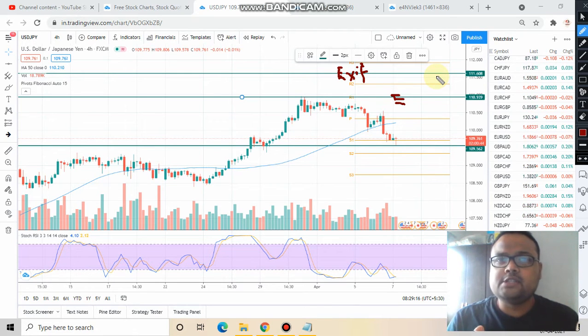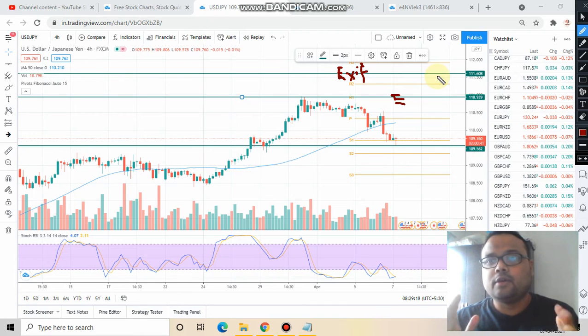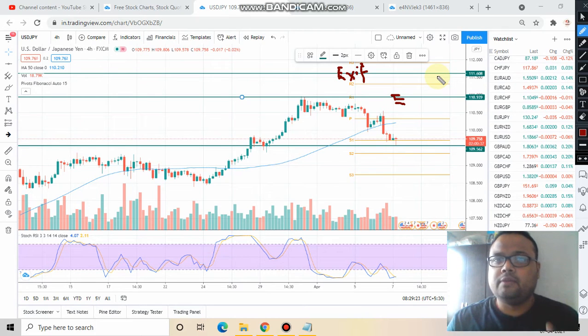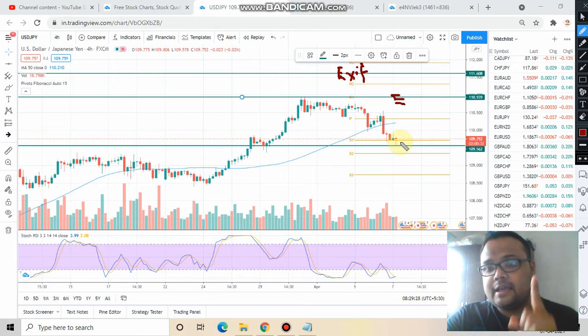If you want to avoid USDJPY, you can easily avoid. There are plenty of currency pairs available where you can trade. If you want to avoid, you can avoid, but if you want to make some quick money, then you can take a small risk here. But yes, again I'm telling, this position is not that safe.